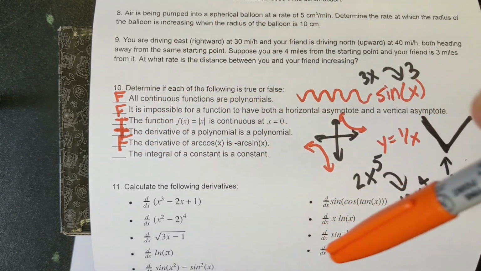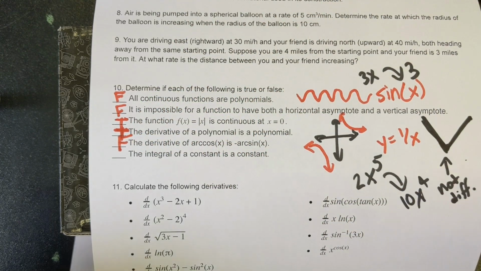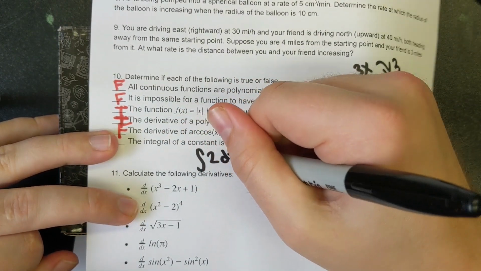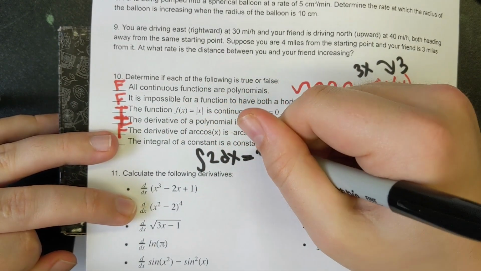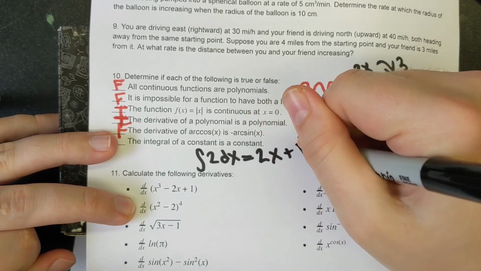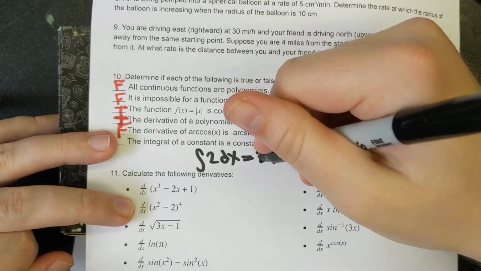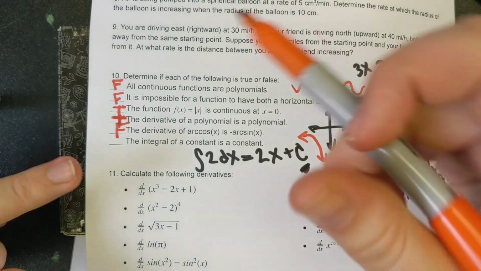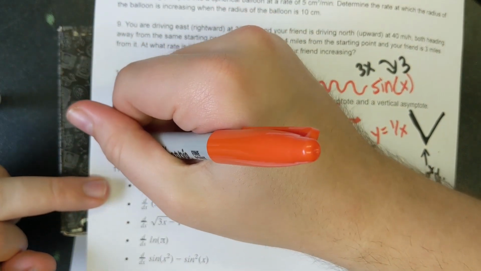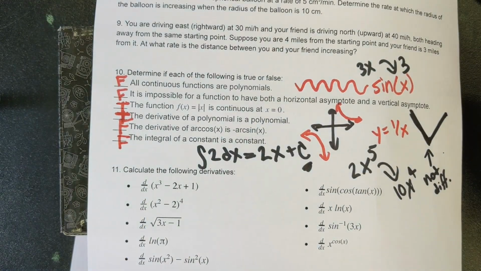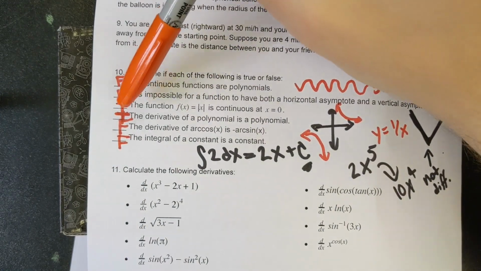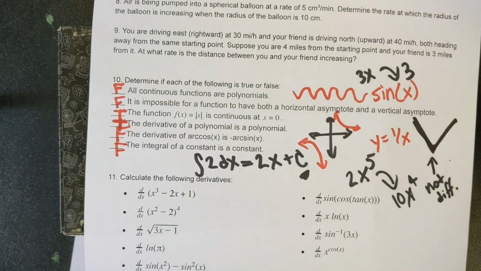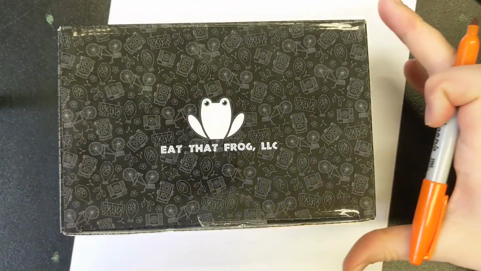The integral of a constant is a constant. It's like, well, just test it. What's the integral of 2? Does it come out to be a constant? No, it comes out to be 2x plus c. It has plus a constant at the end, but it's not a constant. It's 2x. And so that is false. Okay. So that was pretty good. False, false, true, true, false, false. Okay, let's try this next section that has us calculate some derivatives.